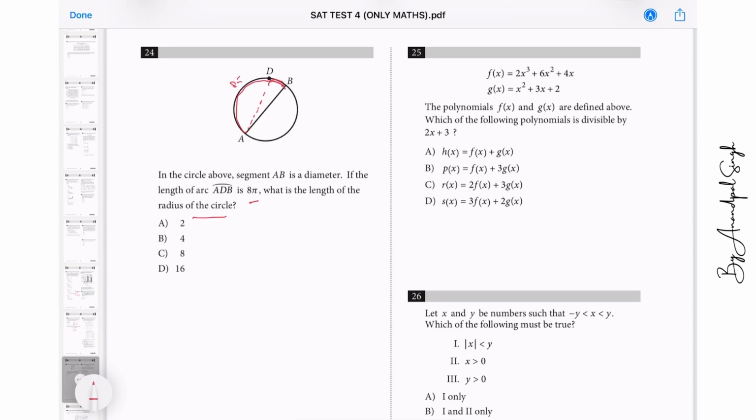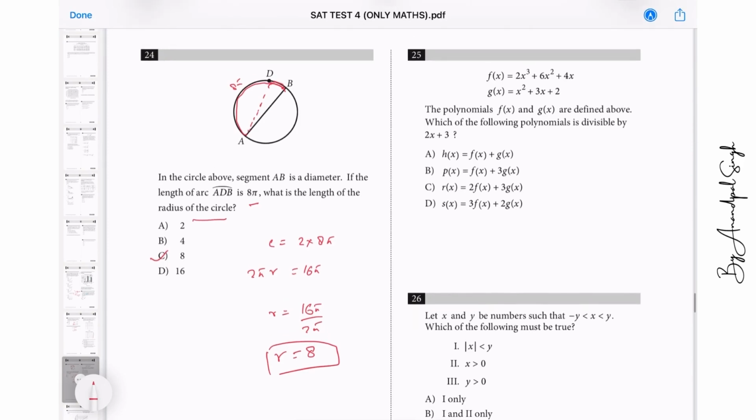It means if I take the whole circumference, that will be 2 times 8 pi. That means 16 pi, which should be equal to 2 pi times r. So now r will be equal to, dividing both sides by 2 pi, 8. So the correct answer is C. Okay. So arc ADB means not arc DB, it is the whole arc ADB. Right. Let us go to question number 25.